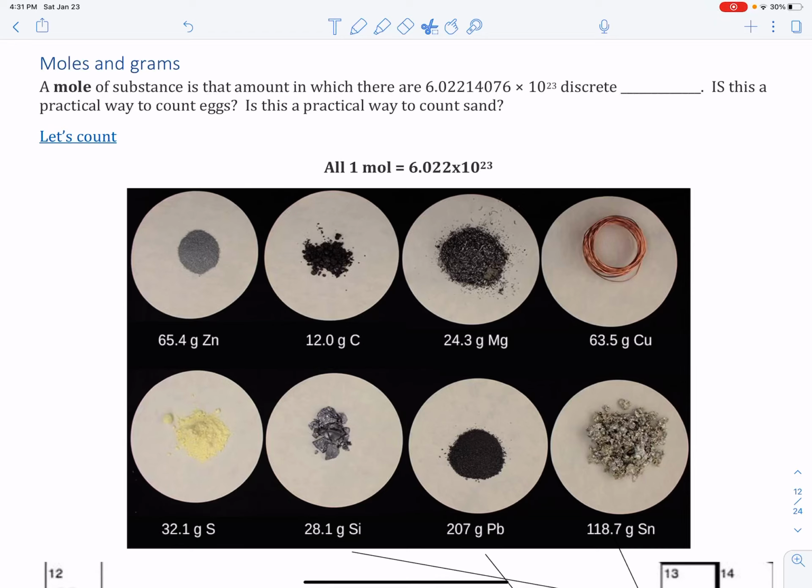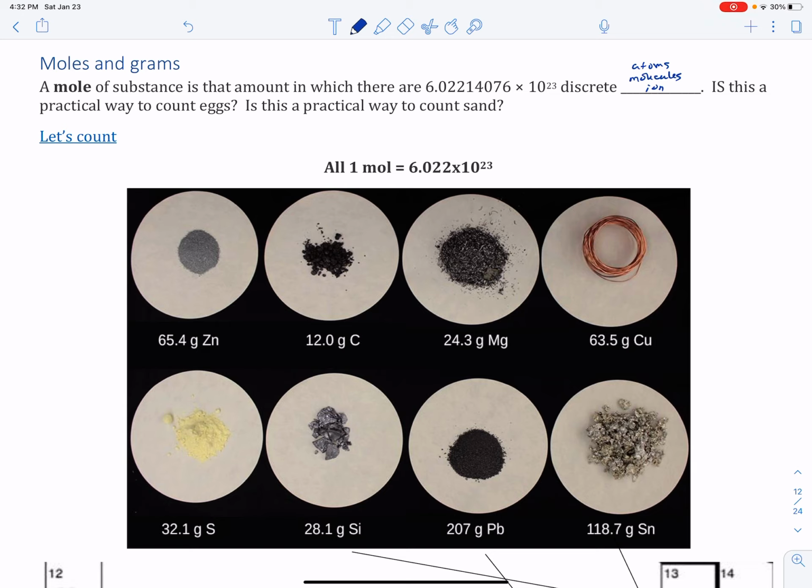Got this picture back in here. So again, these are moles, an amount of something. And here's a better version of Avogadro's number right here. So this is a discrete amount. You can say a mole is an amount in which there are this many, you could say atoms, molecules, ions, anything, but it's a discrete amount of something.